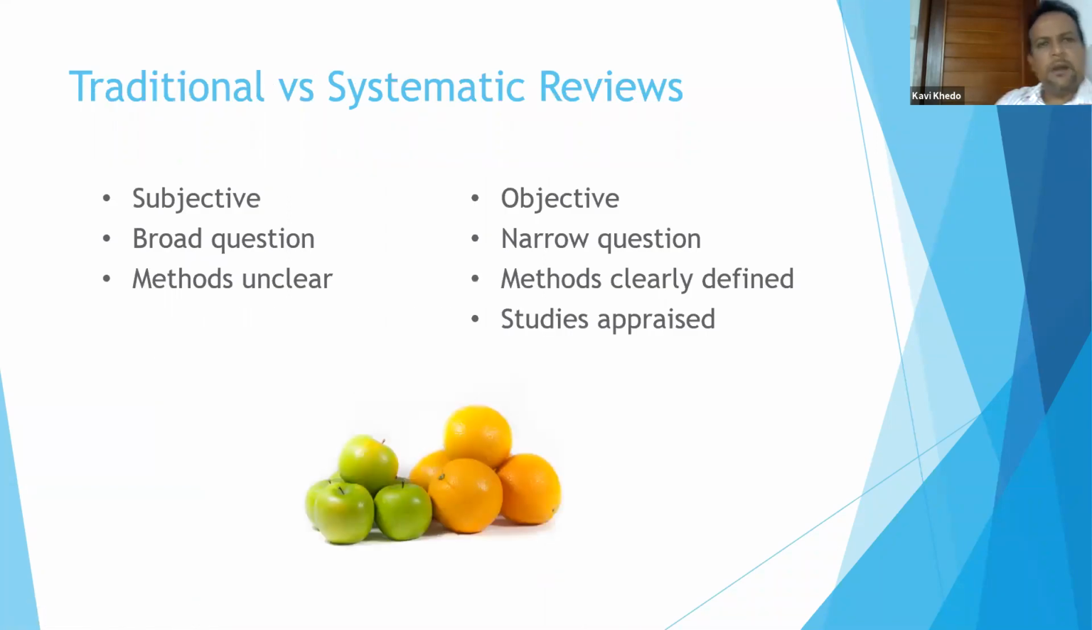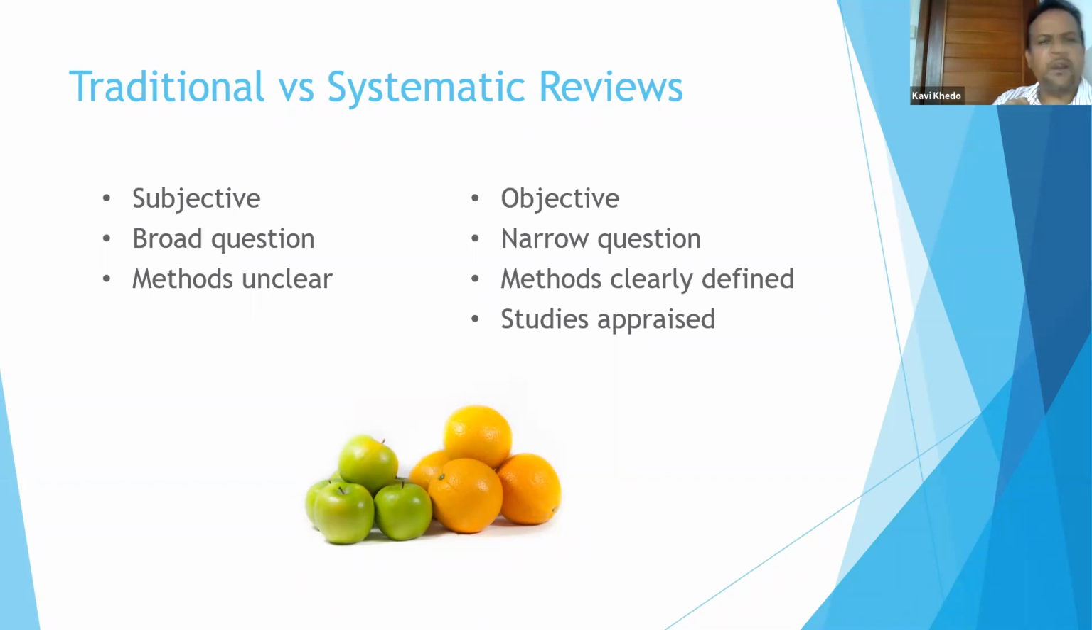Let me address this question. I think by now you have an idea about the difference between a traditional literature review and a systematic review. Traditional literature reviews are subjective, because you are selecting those studies in a random, haphazard way. They are very much subjective, based on your interpretation of what you think is important for your study. And they tend to address broad questions. It is not focused. It is not addressing one specific question. This tends to be the case.